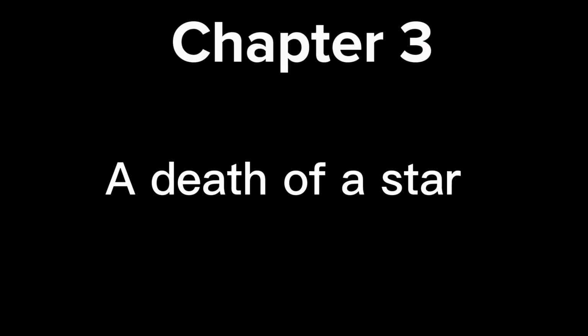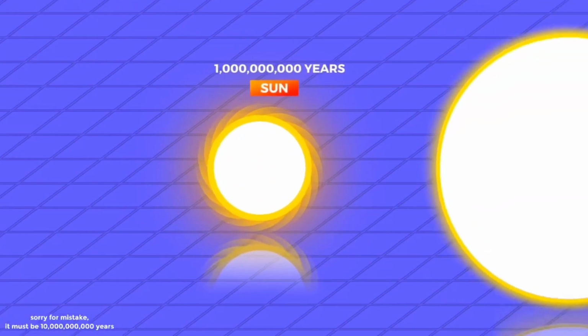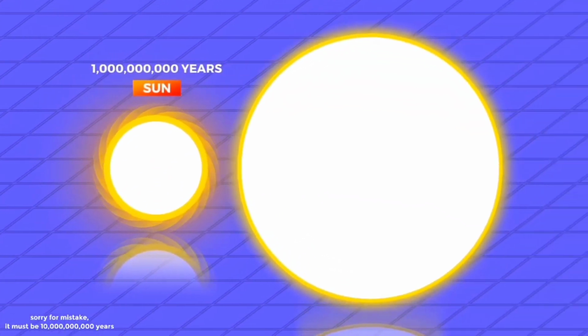Chapter 3. The death of a star. The life of a star depends on its size, as it is constantly ejecting matter. A star like our Sun will live for about 10 billion years, while a star 20 times larger will only have a lifespan of 10 million years.